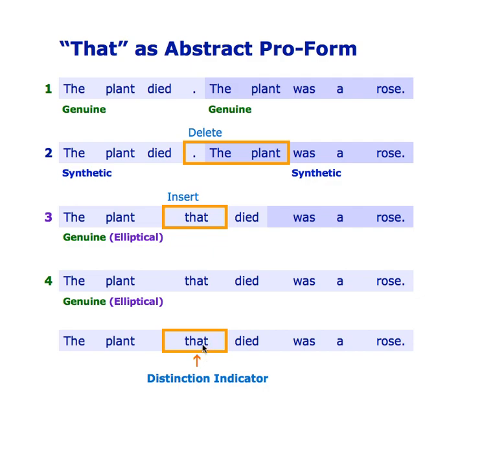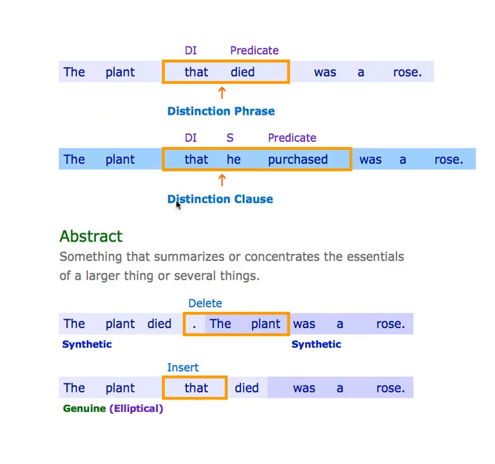It's not a relative pronoun. It's not a relativizer or any of those other stupid words that people assign to it. It is not that. Okay, so we have the plant that died was a rose. Now, the reason why we have a distinction phrase here is because we have our distinction indicator. Okay, and we showed how we got that. Now we have kind of a predicate situation here in this phrase. That died. That is not a pronoun. That died is our distinction phrase because for our phrase we have no subject.